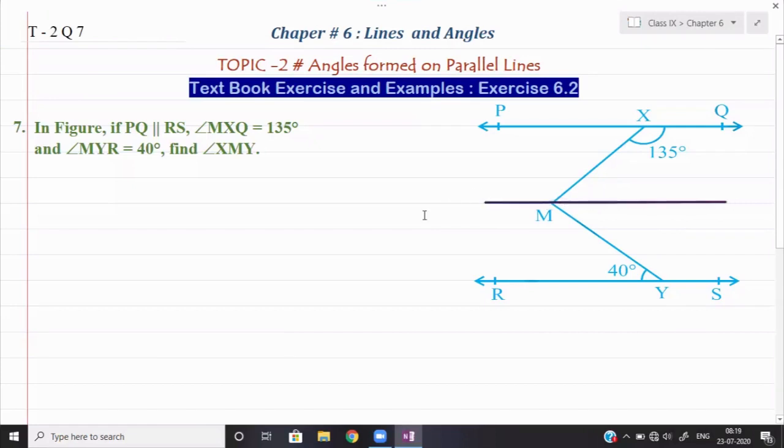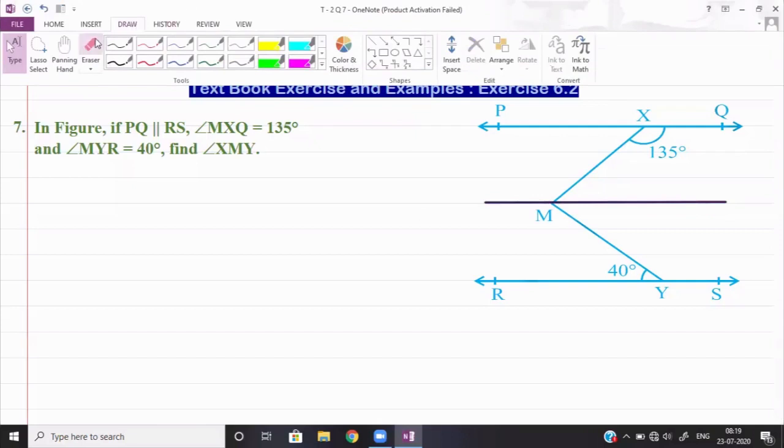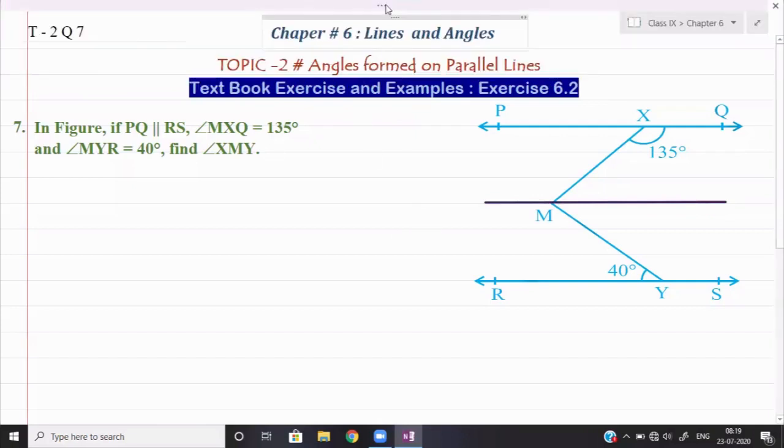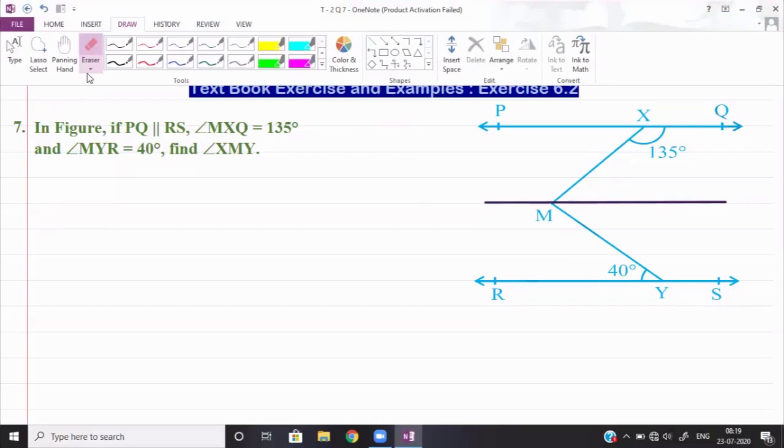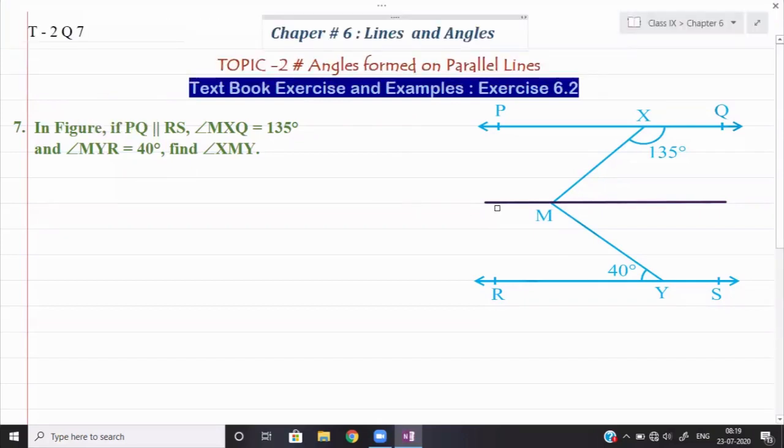So this will be a line. Since it is a construction, we shall draw a dotted line over here. Yes, we'll draw a dotted line. You also draw it in your notebook as a dotted line, so it will show clearly that it is a part of construction. Let me complete this one.